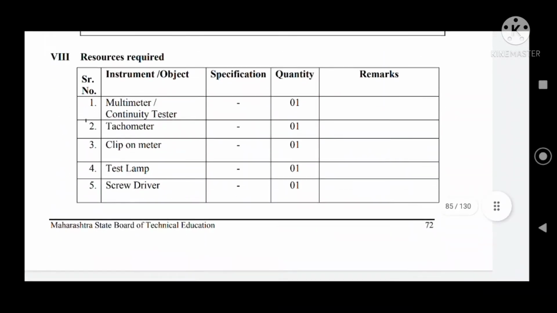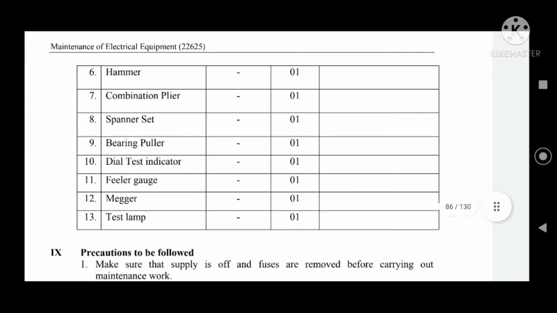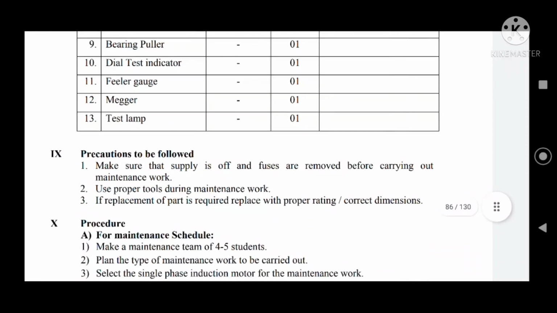Resources used. So for this practical, resources are multimeter, continuity tester, tachometer, clip-on ammeter, test lamp, screwdriver, hammer, combination plier, spanner set, bearing puller, dial test indicator, feeler gauge, marker and test lamp.